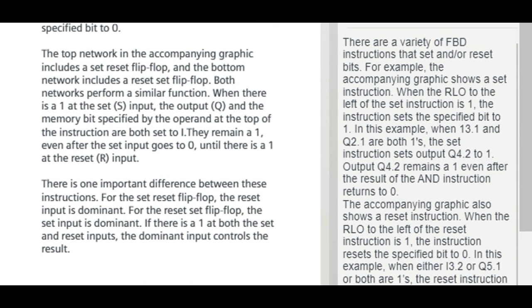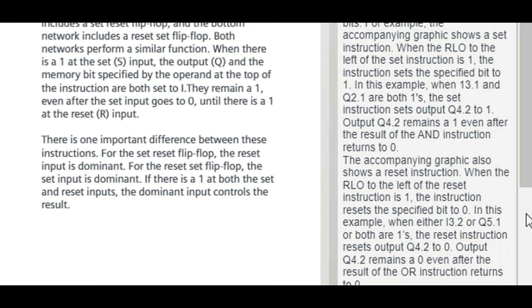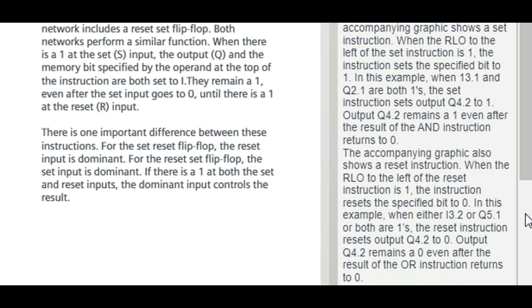The accompanying graphic also shows a reset instruction. When the RLO to the left of the reset instruction is 1, the instruction resets the specified bit to 0. In this example, when either I3.2 or Q5.1 or both are 1s, the reset instruction resets output Q4.2 to 0. Output Q4.2 remains a 0 even after the result of the OR instruction returns to 0.